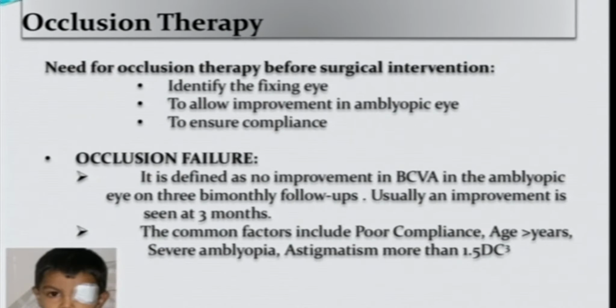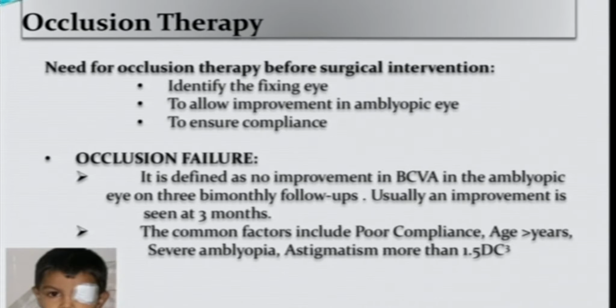Occlusion therapy should be done before the surgical correction of the squint, because it's easy to identify the squinting eye and then you know which eye is dominant over the other. It also gives time for improvement in the amblyopic eye, and ensures compliance, because once the squint is corrected, the motivation to do occlusion is decreased.